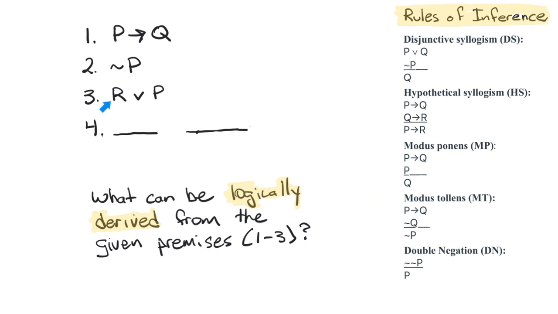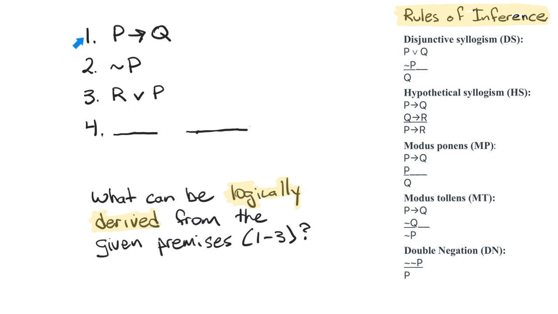But I've also got a disjunction here. And when I've got a disjunction, I want to be thinking, well, I might possibly be able to use the disjunctive syllogism here. So let's try the first one.